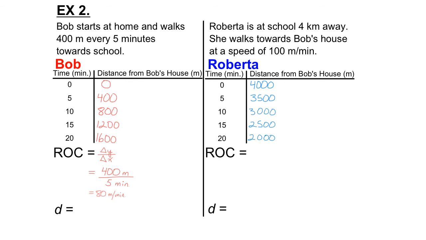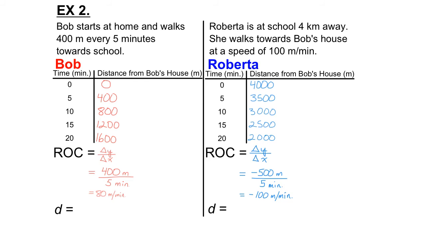Pause the video and try to calculate the rate of change for Roberta. If you follow the same steps, you should end up with 100 meters per minute. Now, it should be negative because her distance is decreasing over time.